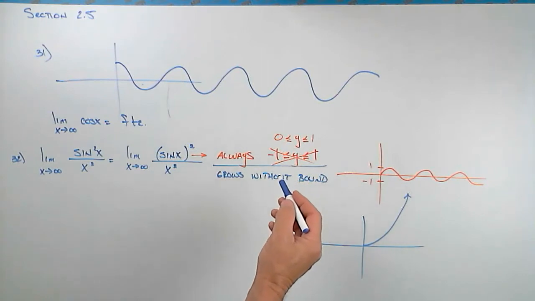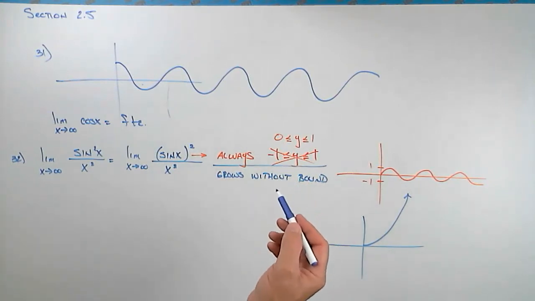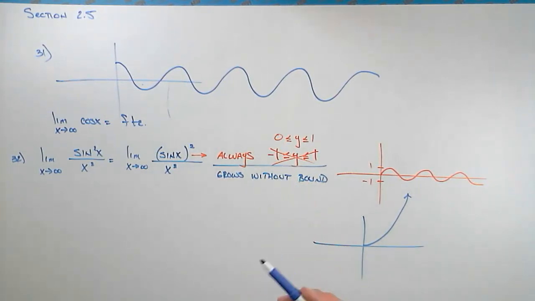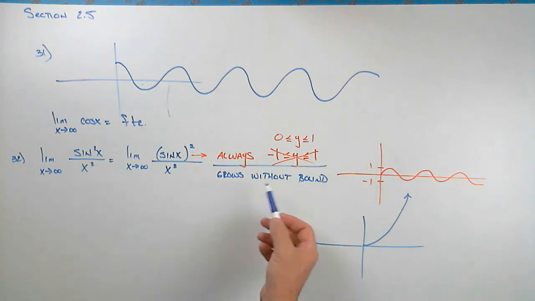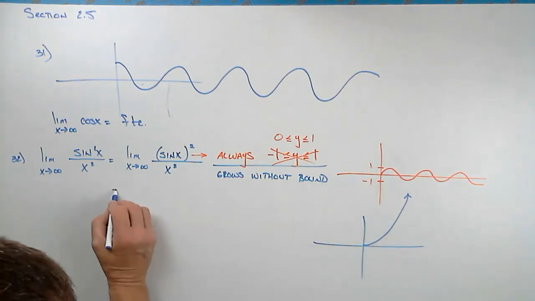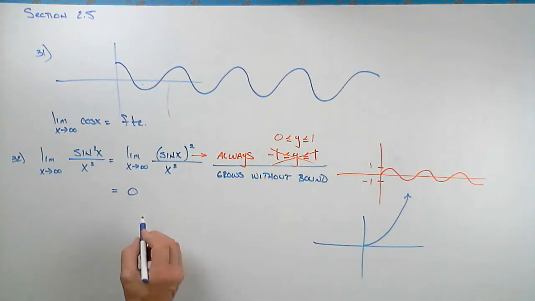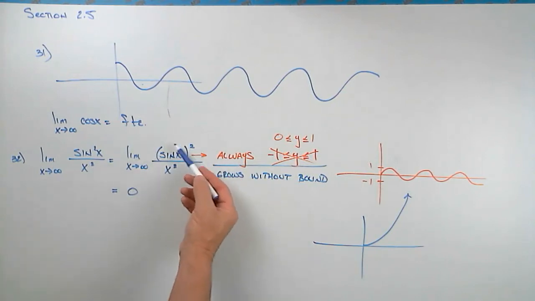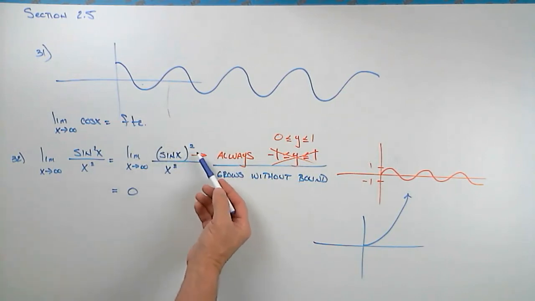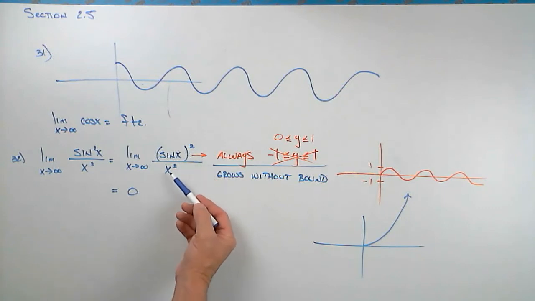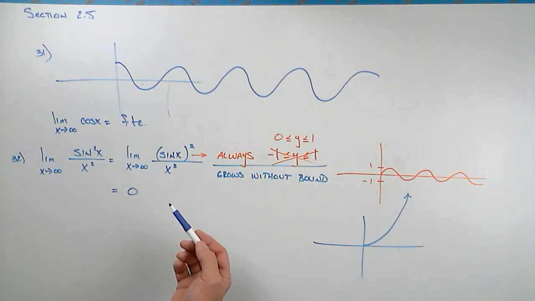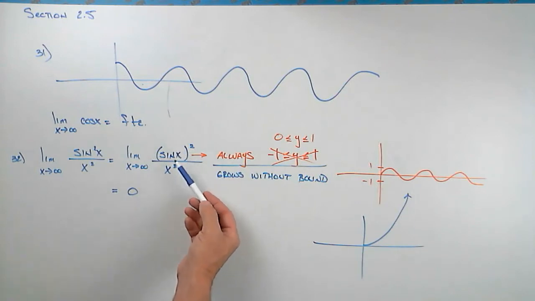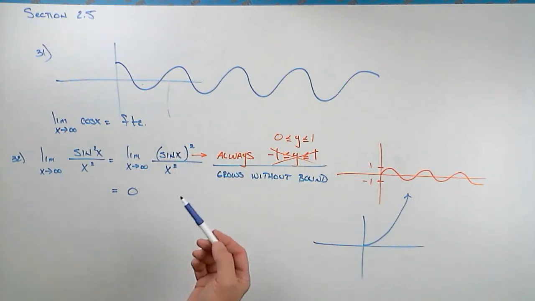If I have a numerator that's constant, I don't know its value, but it's a number between 0 and 1. And I have a denominator that's growing without bound. This goes to 0, right? The numerator is between 0 and 1. The bottom is heading to infinity. So I have a number divided by infinity. I'm going to get 0.